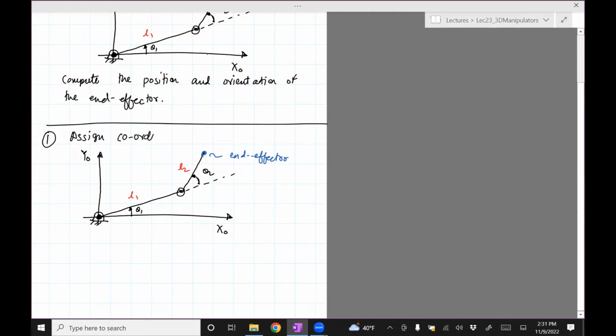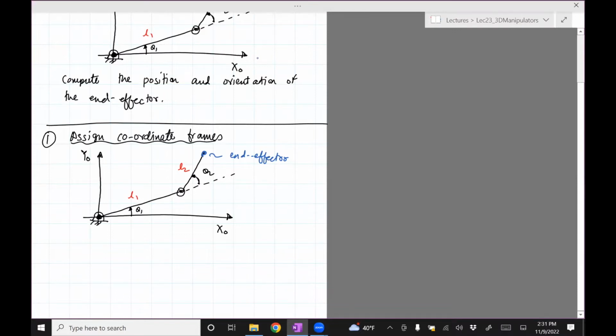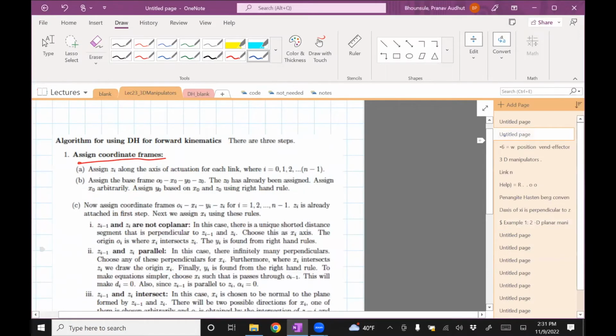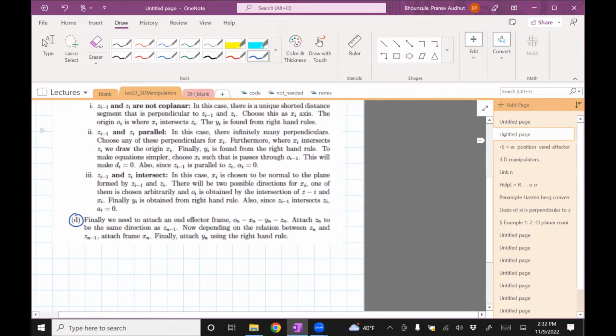Assign coordinate frames. Okay, so the first step, I'm looking at the handout, step number 1A, okay, which is also here. So I'll basically do A, then B, then C, and then D. Okay, that's what I'm doing here.